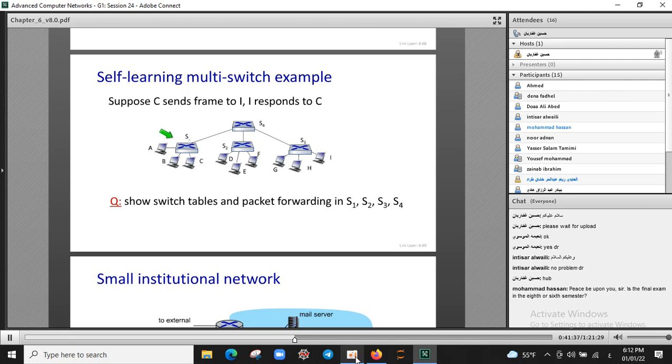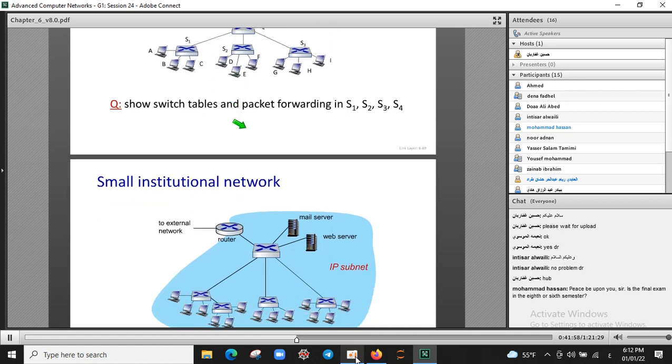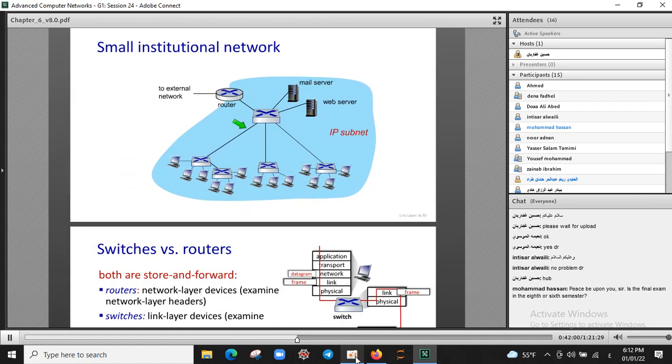So here in this case, again, those switch number 1, number 2, and number 3 can learn the addresses inside their networks using the switch number 4. Okay.